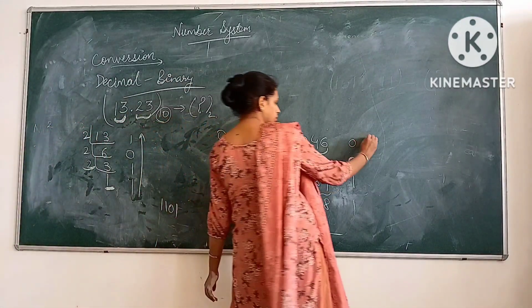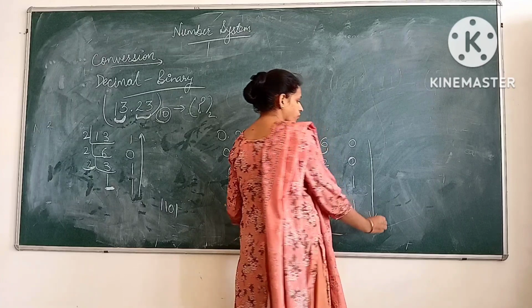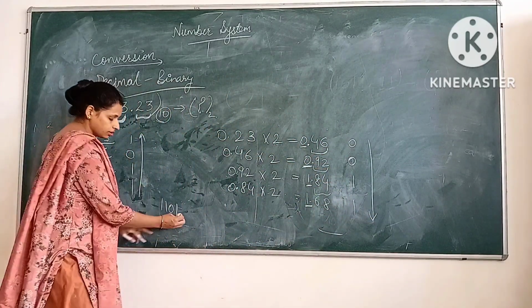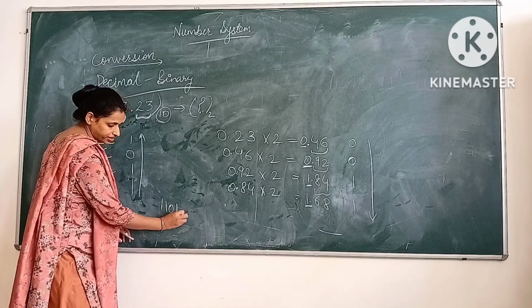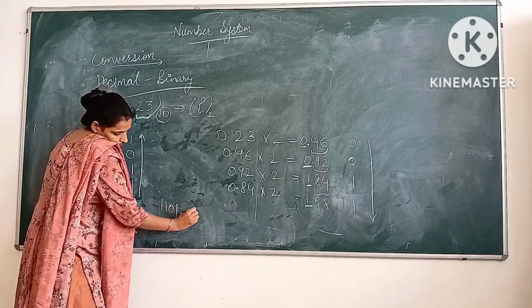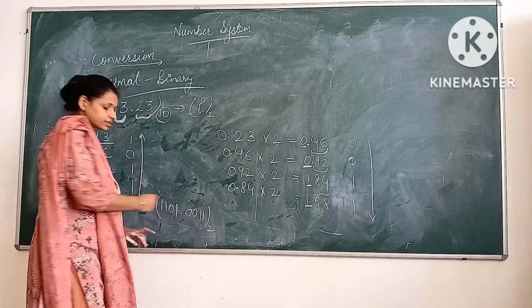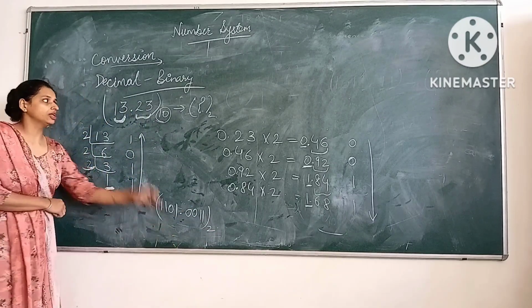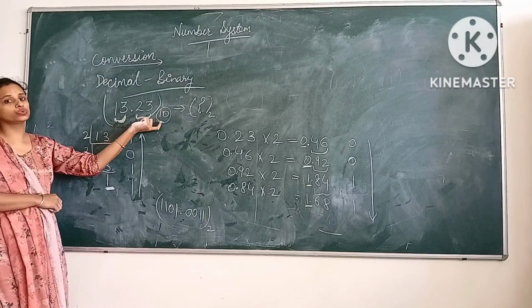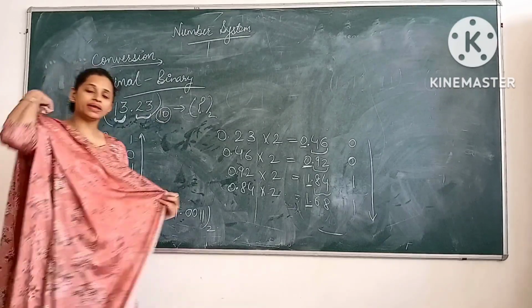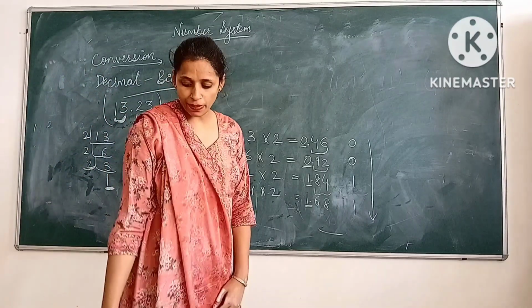So now this answer is read from top to bottom. Now put this answer, put the point, and then this answer. This is the binary value for 13.23. This is binary to decimal and decimal to binary conversion.